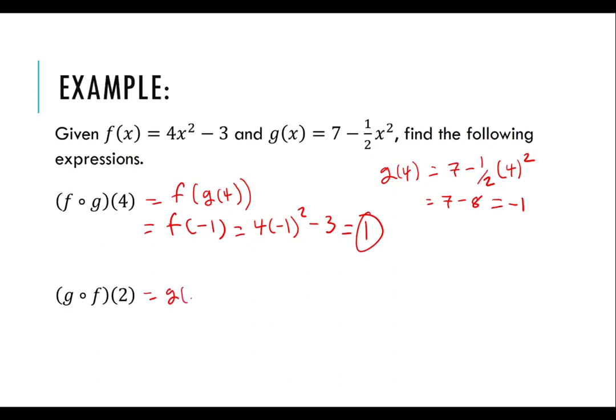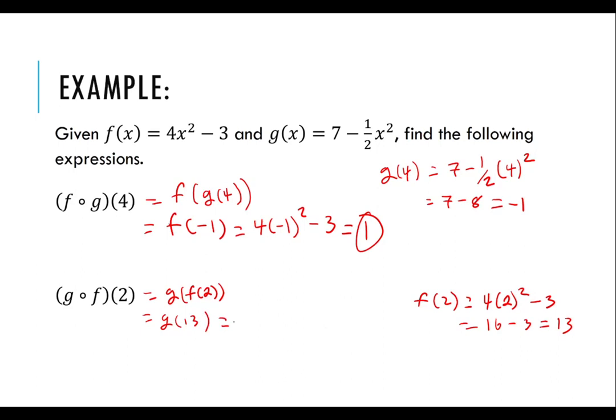We have g of f of 2. So let's evaluate f of 2. f of 2 is 4 times 2 squared minus 3. 2 squared is 4. 4 times 4 is 16. 16 minus 3 is going to give us 13. And so g of f of 2 is the same thing as g of 13.